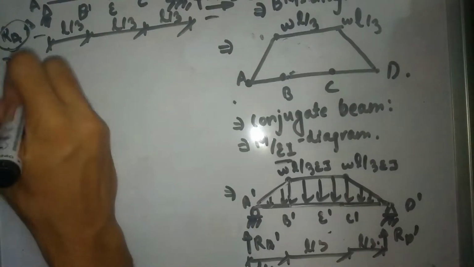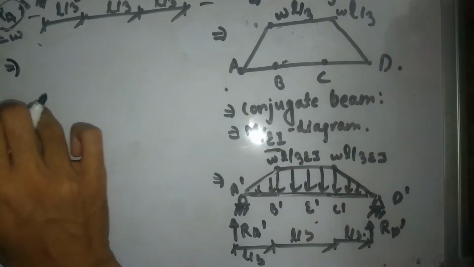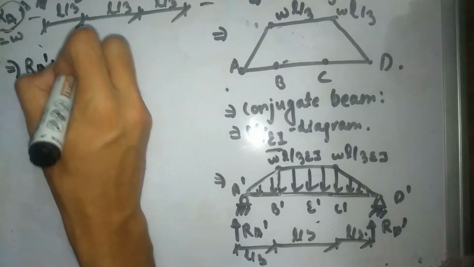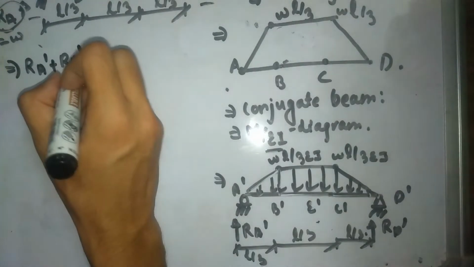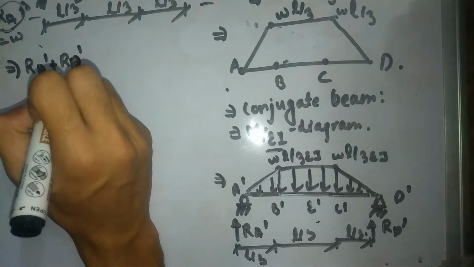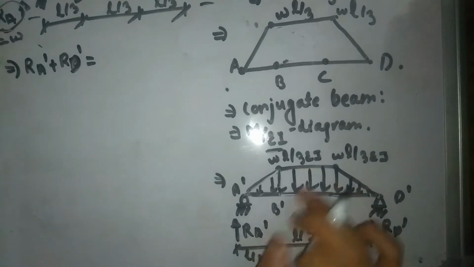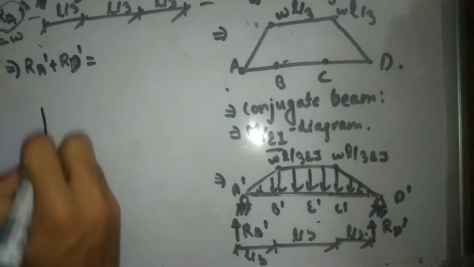So let me just write down over here. I'll be continuing this. RA dash plus RB dash, sorry, RA dash plus RD dash equals, so we have WL by 3EI. So let me just draw this separately.